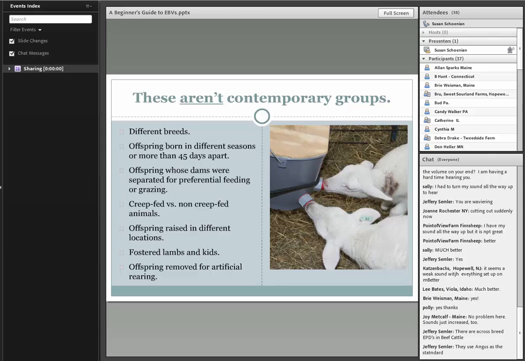Contemporary groups are the same: they're managed and fed the same. So again, even if you don't do EBVs, when you make your own selection decisions, make sure you're comparing apples to apples and oranges to oranges.